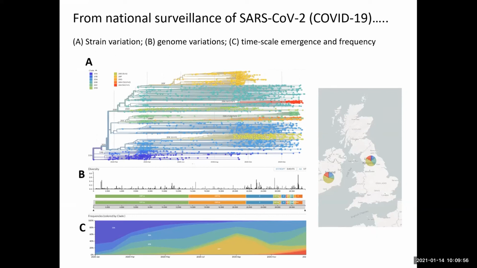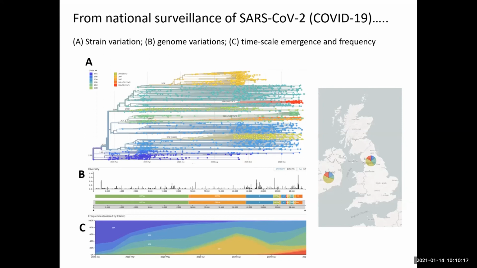And clearly, I'm thinking about the emergence of mutations that are associated with increased transmissibility or virulence. And also, we can look at timescales here. On a national scale, we can see how certain strains are common and then become less common, and we can see the emergence of new strains.